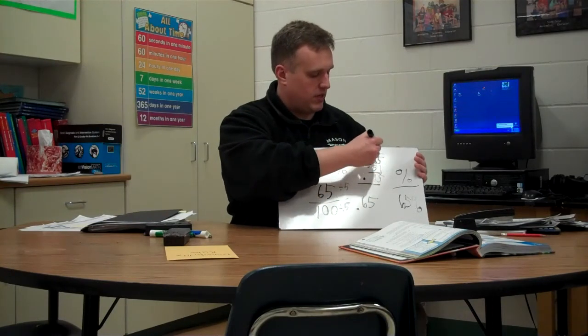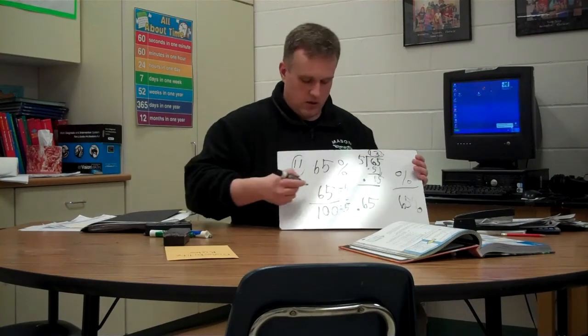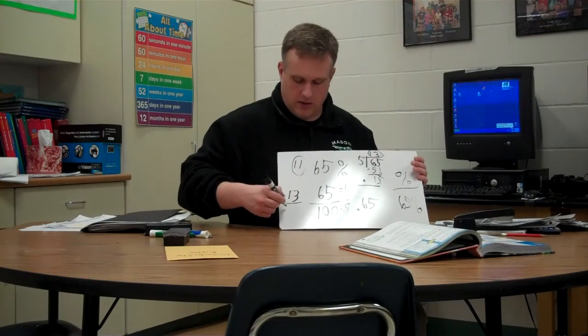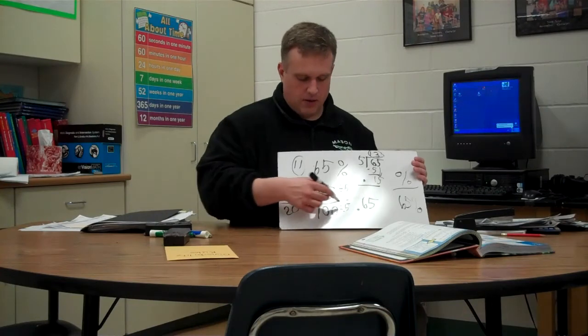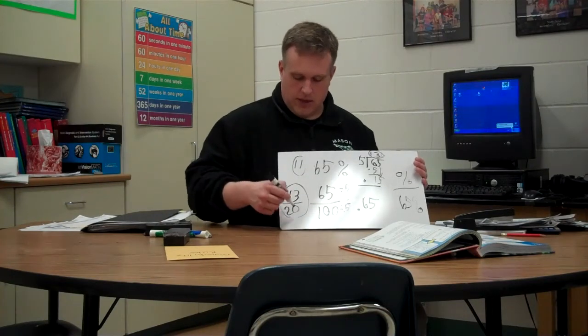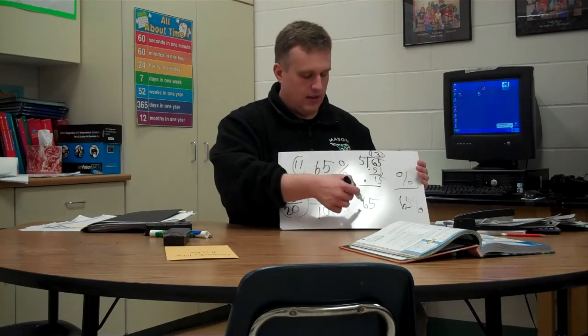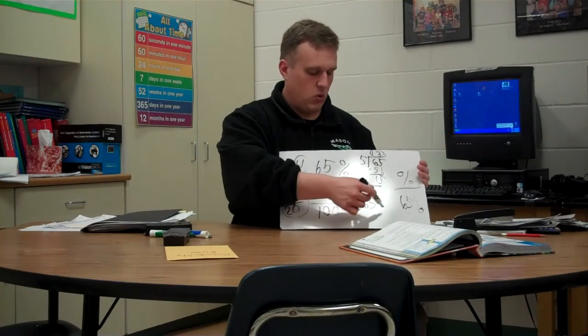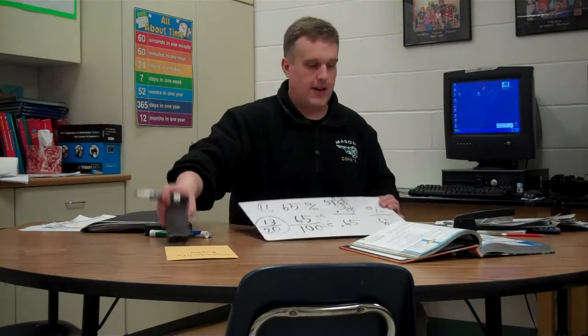5 goes into 15 3 times. Okay? So I know that would be 13 twentieths. 5 goes into 100 20 times. So that's the fraction simplified. That is our decimal. I move it 2 places over. That gives me my percent. Okay?